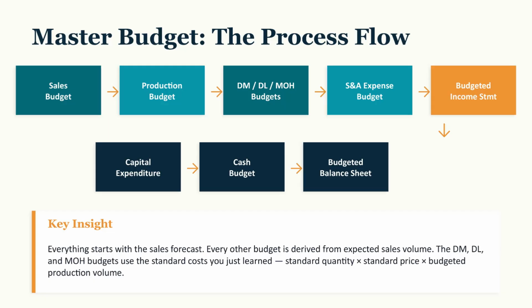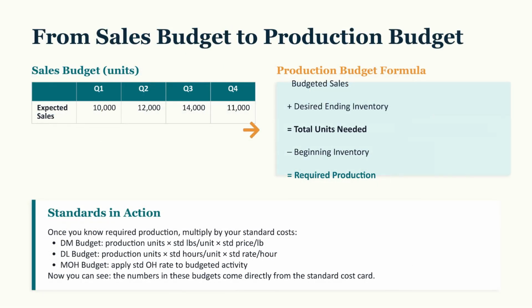Then, the DM, DL, and MOH budgets use standard costs, calculated as production units multiplied by standard quantities and prices. Notice our standards in action callout, highlighting that if the sales forecast is off by 20%, every subsequent budget is affected. Let's work through a concrete example beginning with the production budget formula.